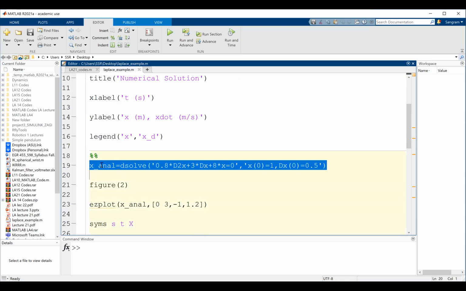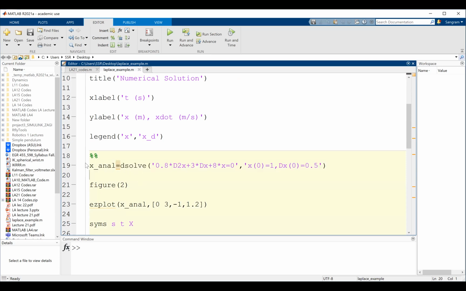I want everyone to focus on line number 19. Can you see on line number 19, I have this differential equation. The only difference here is the external force is 0. So for x analytical, I'm using the built-in Matlab function dsolve to solve this differential equation. And this differential equation is 0.8 d2x, which is x double dot, plus 3 times dx, which is x dot, plus 8 times x is equal to 0, which is the right hand side.